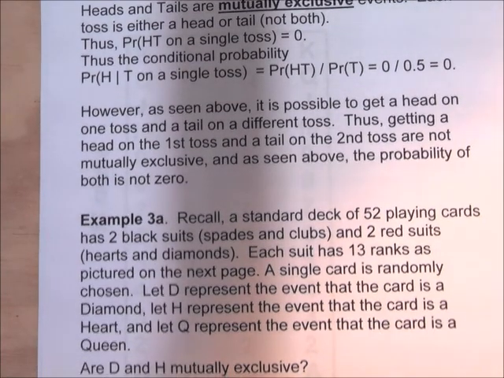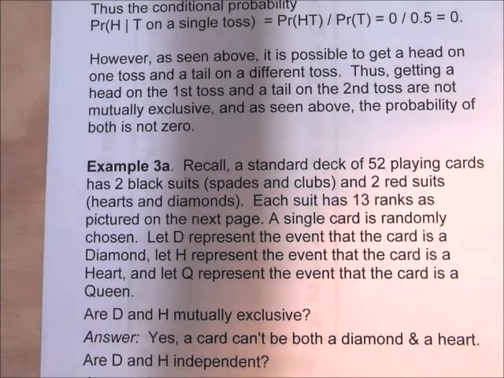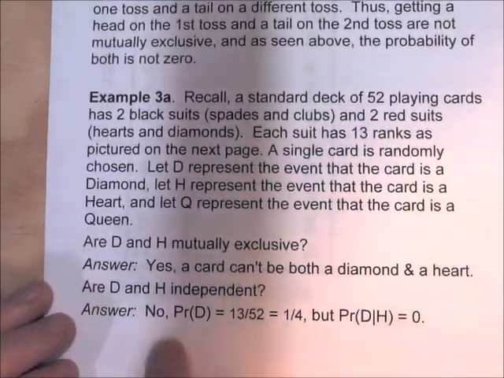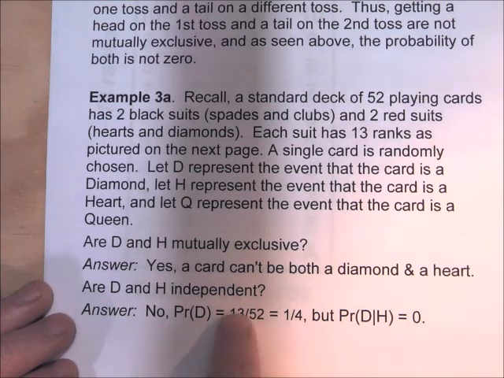Are D and H independent? No. The probability of a diamond is 13 over 52, which is 1/4, but the conditional probability of a diamond given a heart is 0. So the conditional probability is not the same as the original probability.